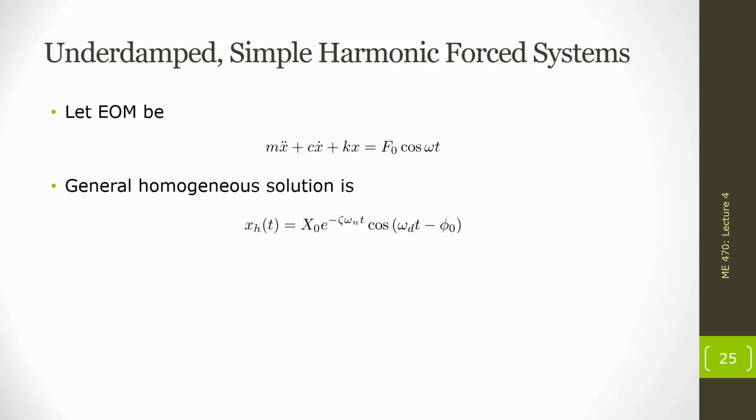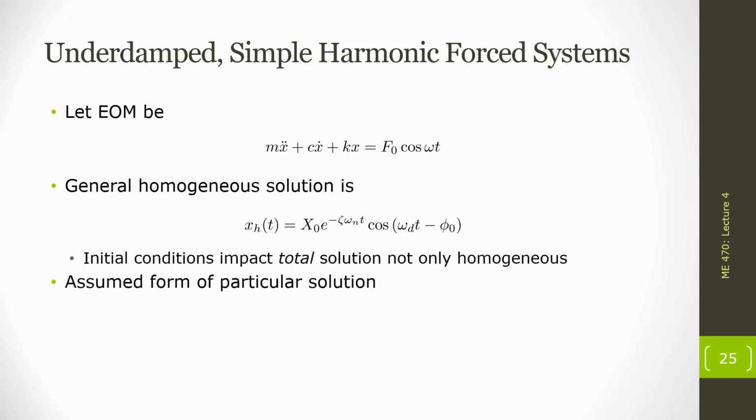I'm using an X naught and a phi naught for the homogeneous solution. We can't yet solve for X naught and phi naught because we can't apply our initial conditions until we have the total solution built. So the homogeneous solution we are going to put aside for now, and then at the end we are going to solve for that X naught and that phi naught. So we have to wait on that, and in the meantime we are going to look at the particular solution.